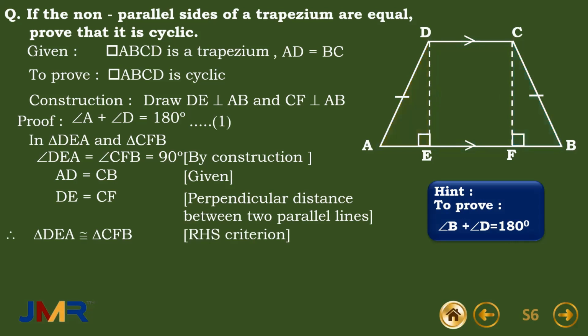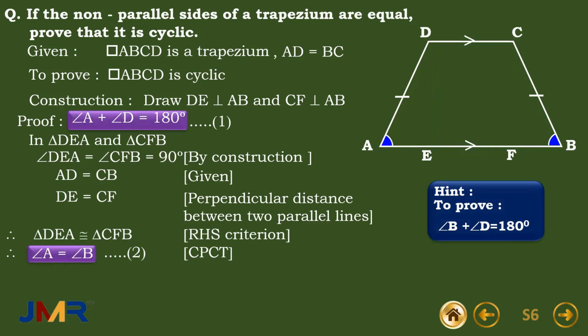Since these two triangles are congruent, by CPCT, corresponding parts of congruent triangles are equal, angle A is equal to angle B. This is my second equation. What is my first equation? Angle A plus angle D is equal to 180 degrees.